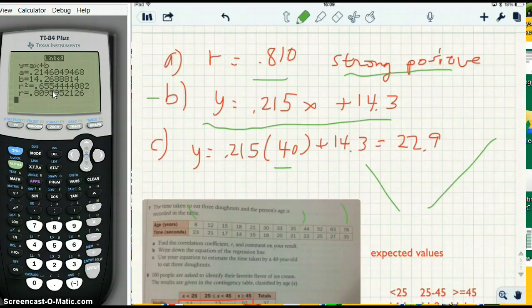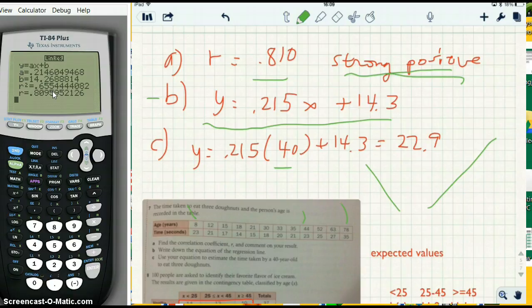So yeah, you can reliably predict the amount of time that a 40-year-old can eat 3 donuts, because not only is it a strong correlation, but you also have data points that are very close to 40. So that makes it reliable.